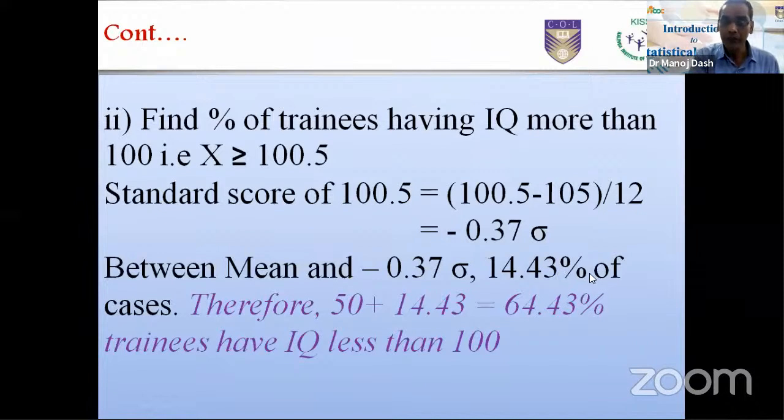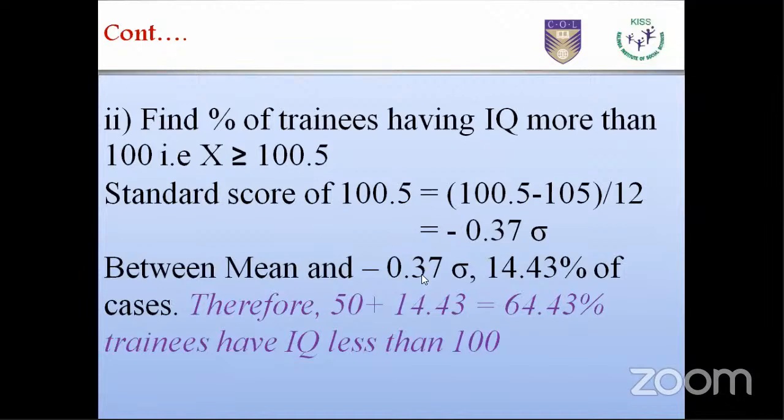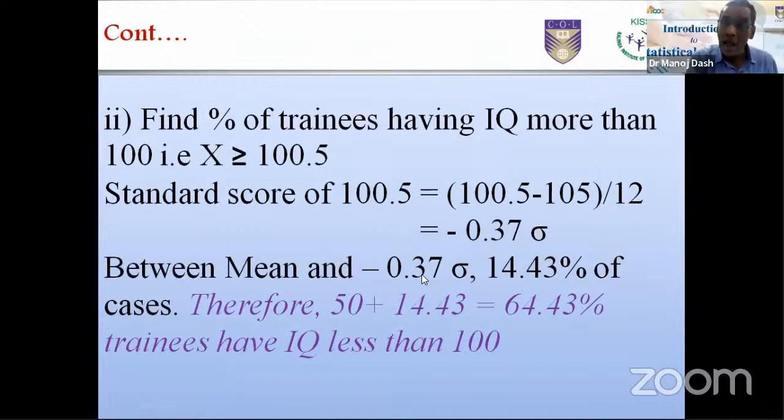Again, you will ask me, sir, where are you getting 14.43 from? Yes, this 14.43 comes from the table value. If you access the table, see the horizontal column where 0.3 is there, and the vertical column at the top where 0.07 is there. Draw two parallel lines, one horizontal and one vertical, where they intersect, you will get 14.43. Means 14.43% of cases.